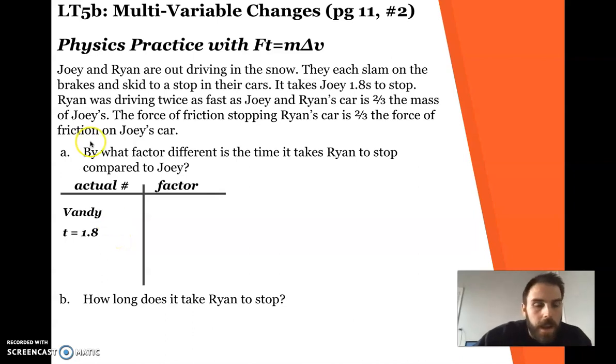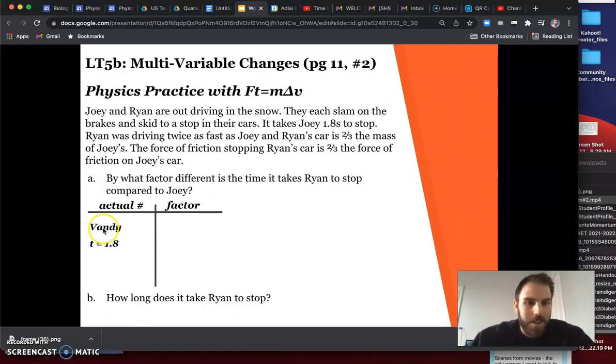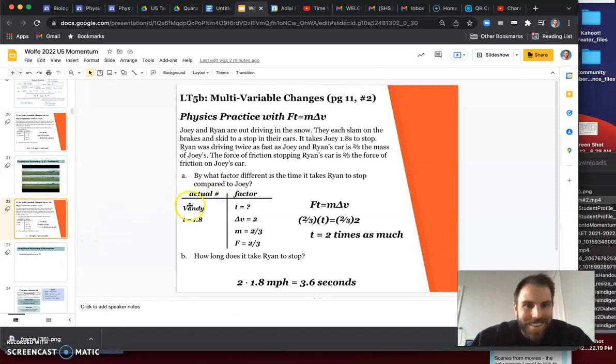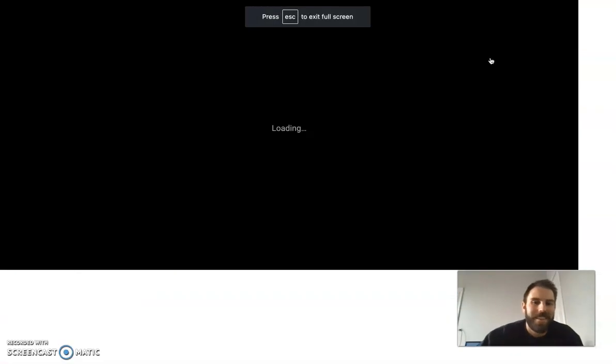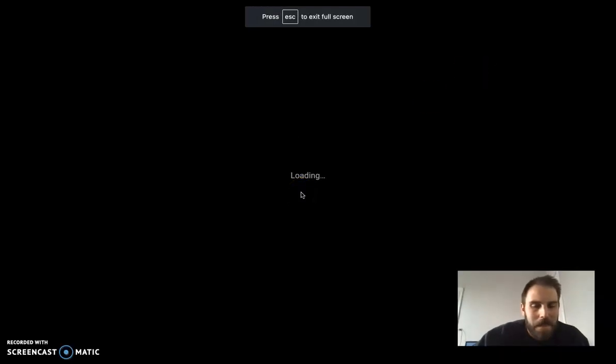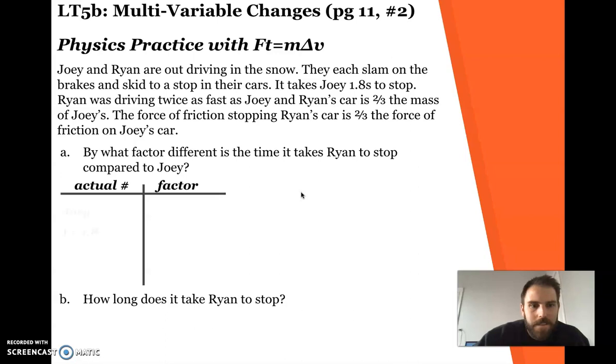In this case, before I continue reading, my goal is to figure out by what factor different is the time it takes Ryan to stop compared to Joey. Let's change this real quick. It took Joey 1.8 seconds to stop. Our goal is to figure out by what factor that time changes for Ryan.